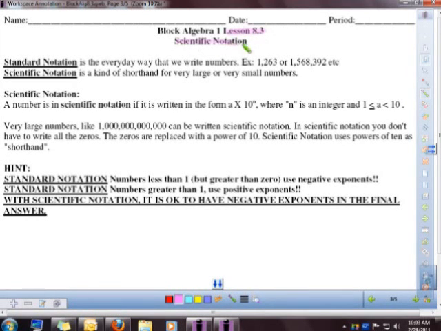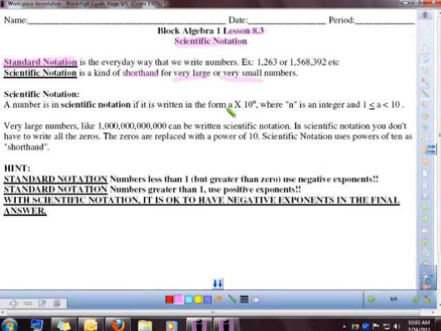8.3 scientific notation. We have scientific notation, which is kind of a shorthand way for writing very large and very small numbers. We can write any kind of numbers in scientific notation, but usually it's reserved for very large or very small numbers. Standard notation is the way that we normally write numbers.